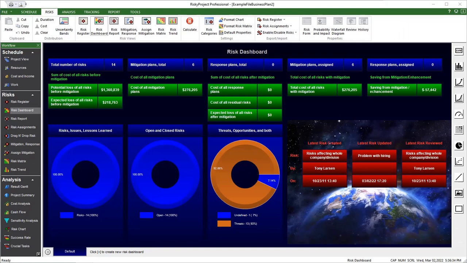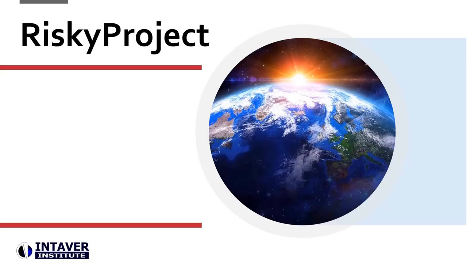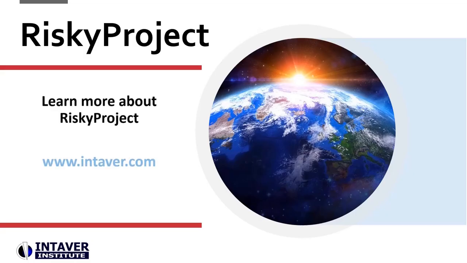The risk dashboard is a customizable reporting view that can contain all important information about the current status of your project risks, such as the total number of risks, number of mitigation plans, total expected cost of risks, and other key metrics. This has been a brief overview of RiskyProject.